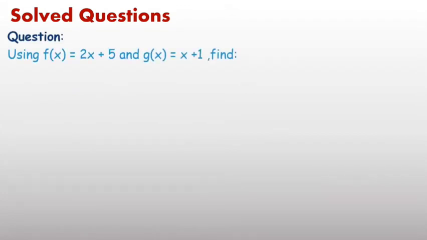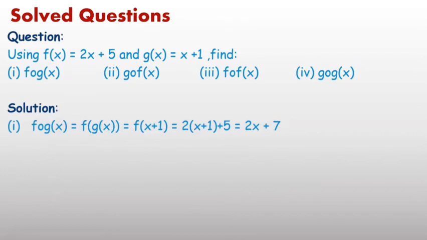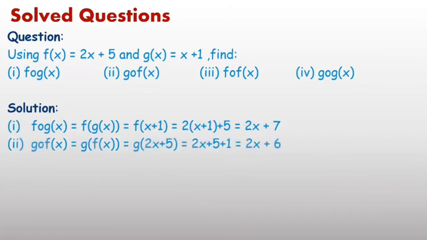Now second example, f(x) equals x plus 5, g(x) equals x plus 1. Find the value of fog, gof, fof and gog. fog means f of g(x), and the value of g(x) is x plus 1. In place of g(x) write down x plus 1. Since f(x) equals 2x plus 3, in place of x write down x plus 1. So 2 into (x plus 1) plus 5 equals 2x plus 7.